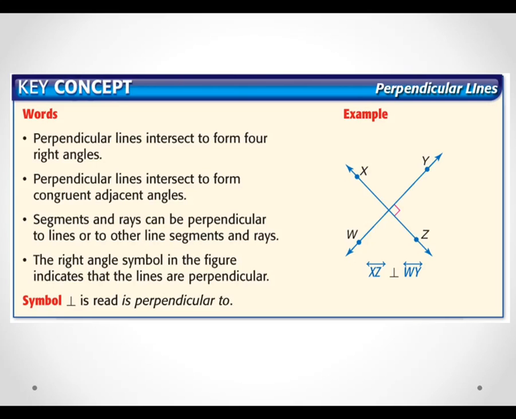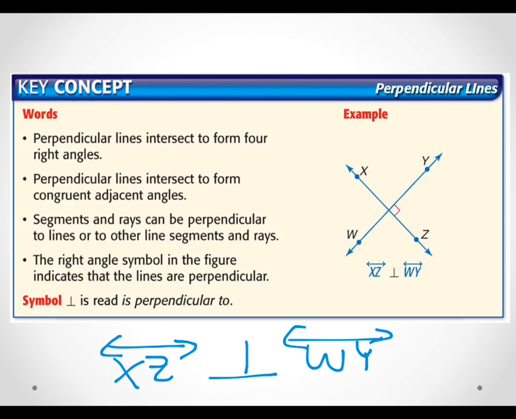I want you to recognize you don't need to write all this down, because all this is saying is what the symbol for perpendicular is. If I say line XZ is perpendicular to line WY, this is the symbol for perpendicular. It's like an upside down T. Perpendicular means the two lines intersect and they make 4 right angles.